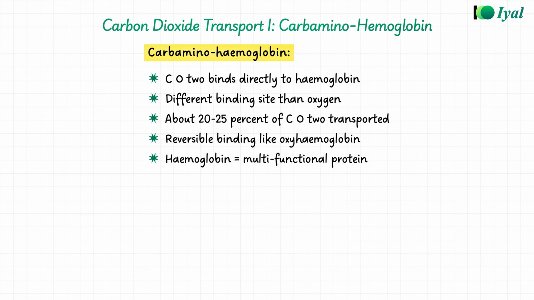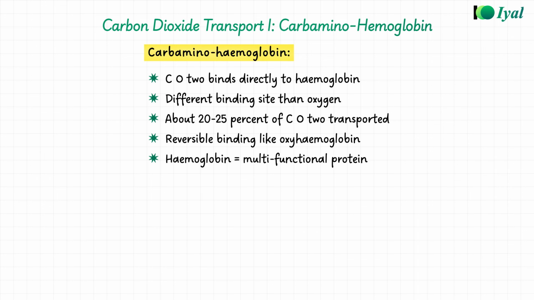One way carbon dioxide is transported is by binding directly to hemoglobin. When carbon dioxide binds to hemoglobin, we call it carbaminohemoglobin. Note this is different from oxyhemoglobin. Carbon dioxide does not bind at the same sites where oxygen binds. It binds at different sites on the hemoglobin protein. About 20 to 25% of the carbon dioxide transported by blood is in the form of carbaminohemoglobin. So hemoglobin has 2 important jobs. It carries oxygen and it also carries carbon dioxide.